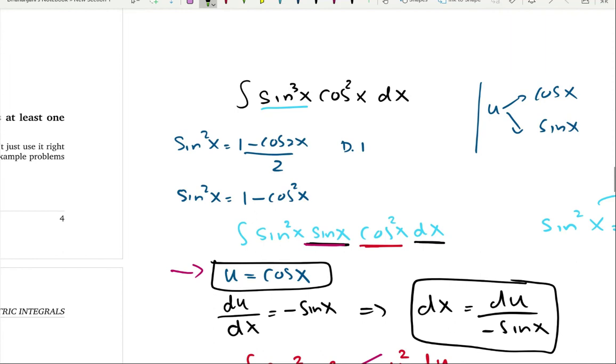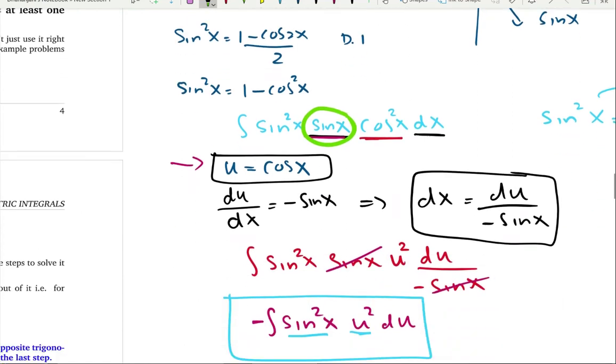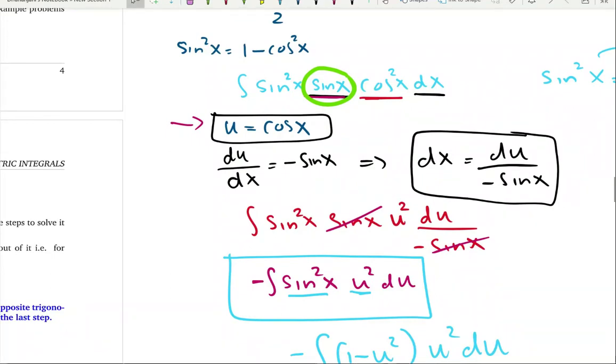What's going on here? Well, when you have an odd power, the steps are: split the least odd power. And remember, when you split, you only take out one function, one power. Alright, then make a u substitution. When you do your u substitution, choose your u to be the function opposite to what you split. So if you split sine, u is going to be cosine. If you split cosine, u is going to be sine.